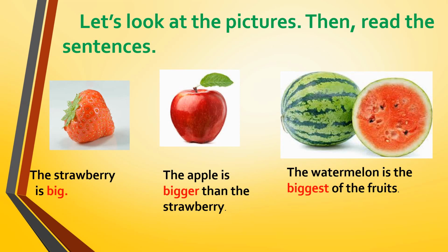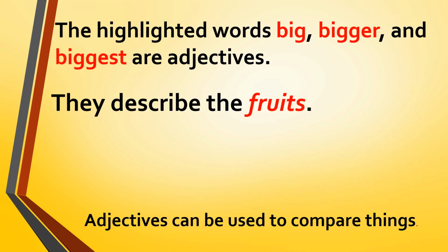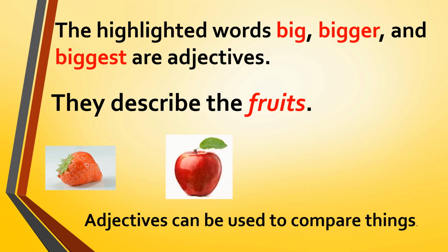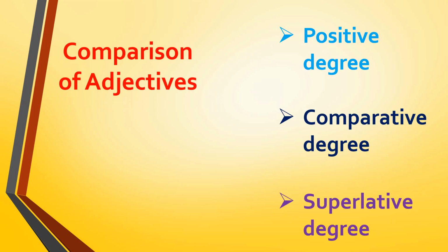What do you call the highlighted words in these sentences? The highlighted words big, bigger, and biggest are adjectives. They describe the fruit. Adjectives can be used to compare things. There are three degrees of adjectives. These are positive degree, comparative degree, superlative degree. Today, we are going to learn these three degrees of comparison.